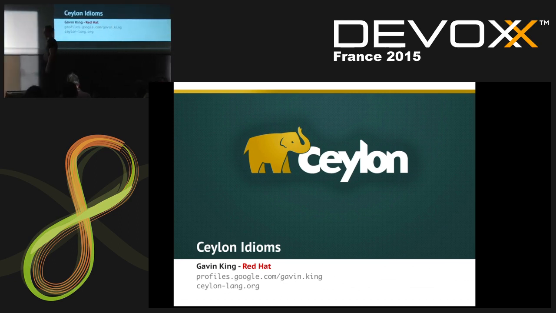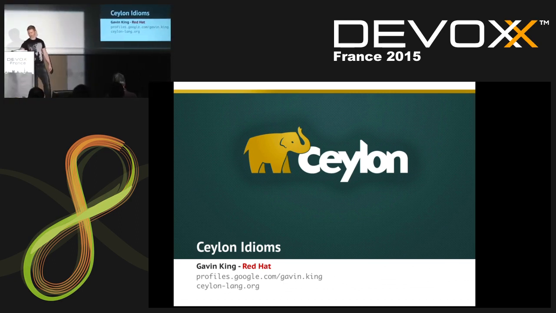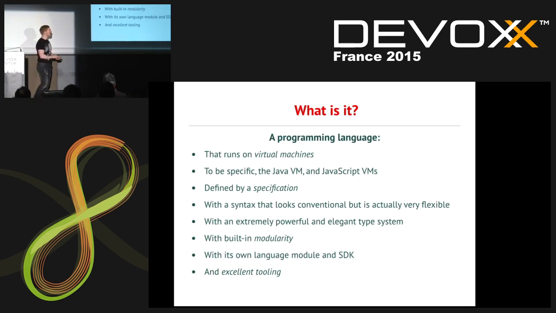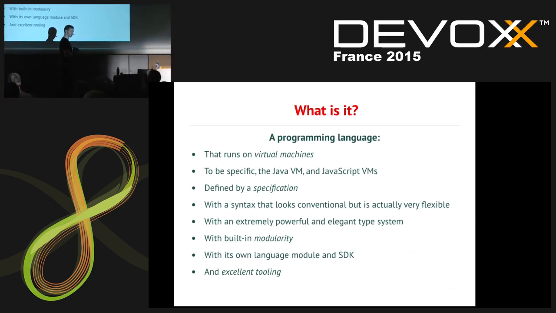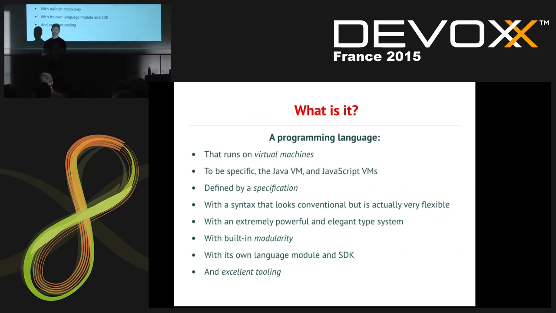So let me start. I hope you'll forgive me if I spend just as few minutes as possible on some general slides for people who aren't familiar with the project. So what's Ceylon? It's a programming language. It runs on virtual machines. Specifically today, it runs on the Java virtual machine and on JavaScript virtual machines.